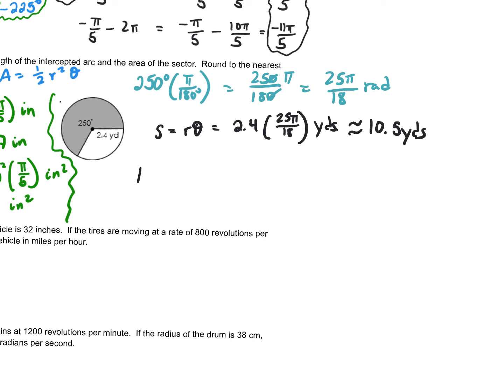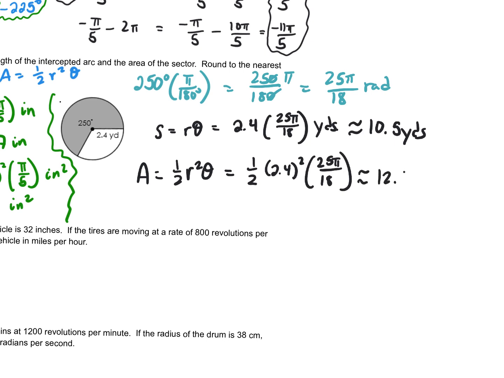Now for sector area, same thing. As long as your angle's in radians, no problem. 1/2 r squared theta. So this is 1/2 times 2.4 squared times 25 pi over 18. Most of these literally are just going to be plugging numbers in to these formulas that hopefully you are putting on your note card so you remember these. So I put this in the calculator. I'm getting about 12.6 square yards.